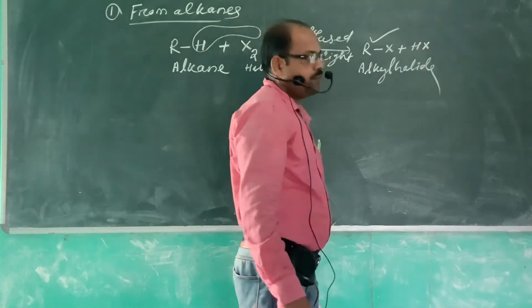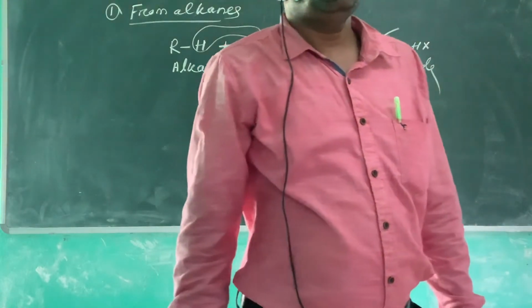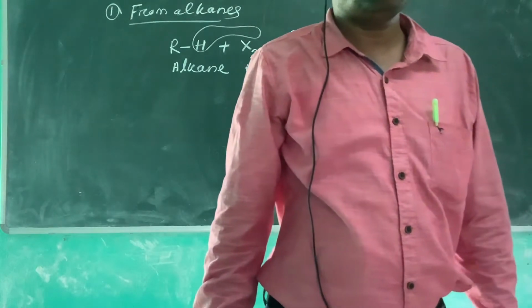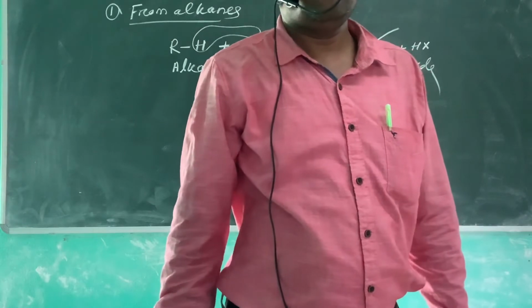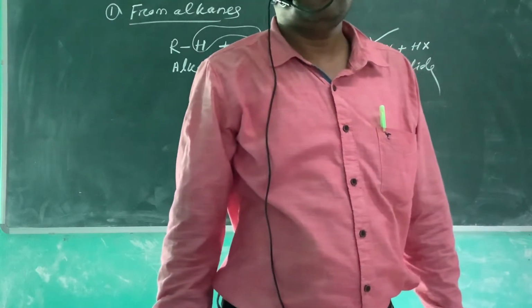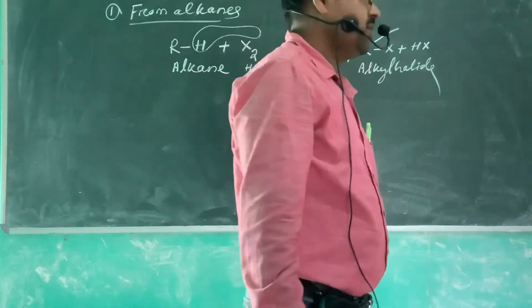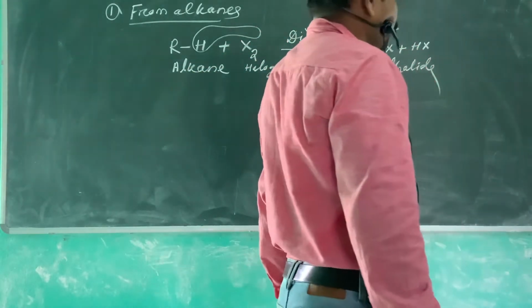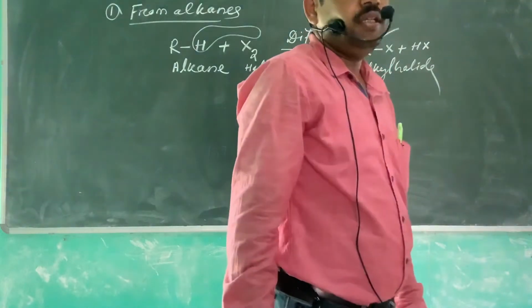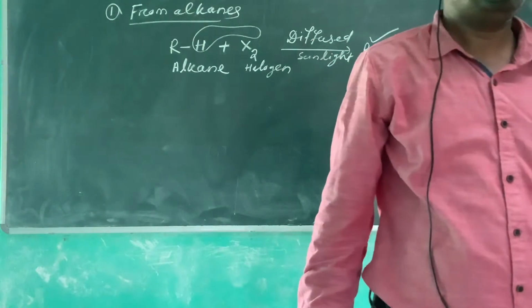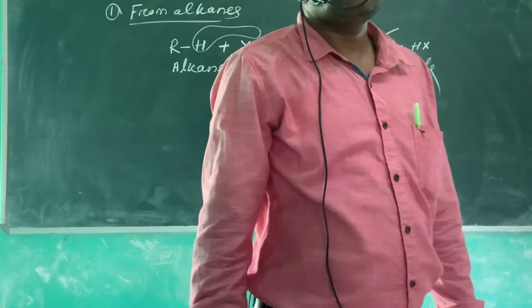Lower members of alkanes means the first four members of alkane exist in gaseous form: methane, ethane, propane, butane. These exist in gaseous form. Next members exist in liquid form, from carbon number 5 to carbon number 17.